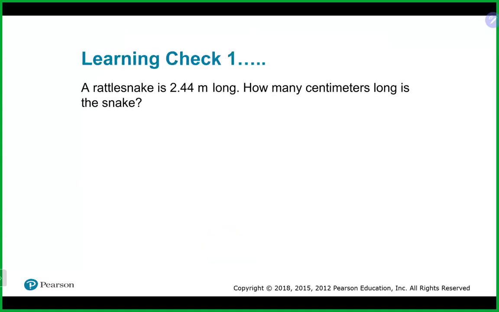All right, so why don't you try this one? A rattlesnake is 2.44 meters long. How many centimeters is the snake? Centimeters, right? So again, depending on what you want to do, maybe the centi is the move. You look on your little chart for centi, and it says 10 to the minus 2, which means that in 1 centimeter, there will be 10 to the minus 2 meters.